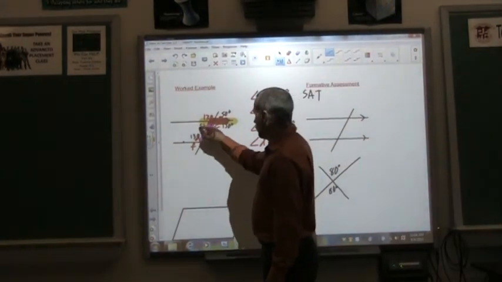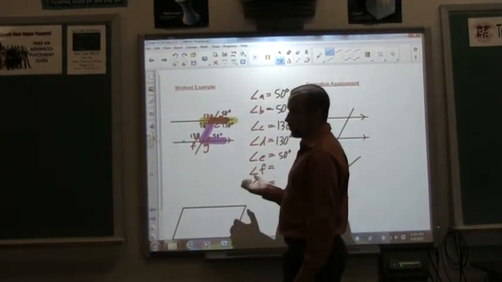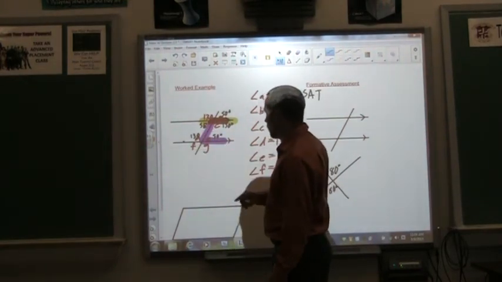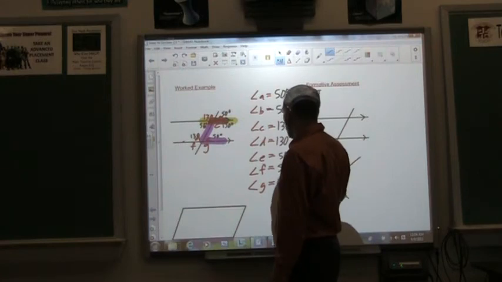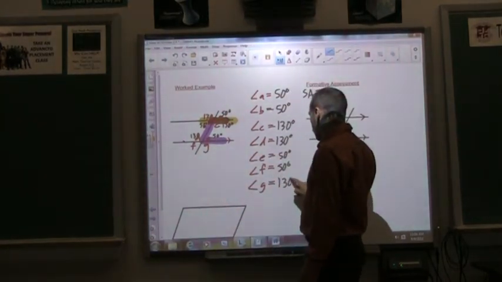Now we start to fill these in quickly. I would do F and G using the corresponding angle rule. Right? So bottom left, so F has to be 50 degrees. Bottom right, so G has to be 130 degrees.